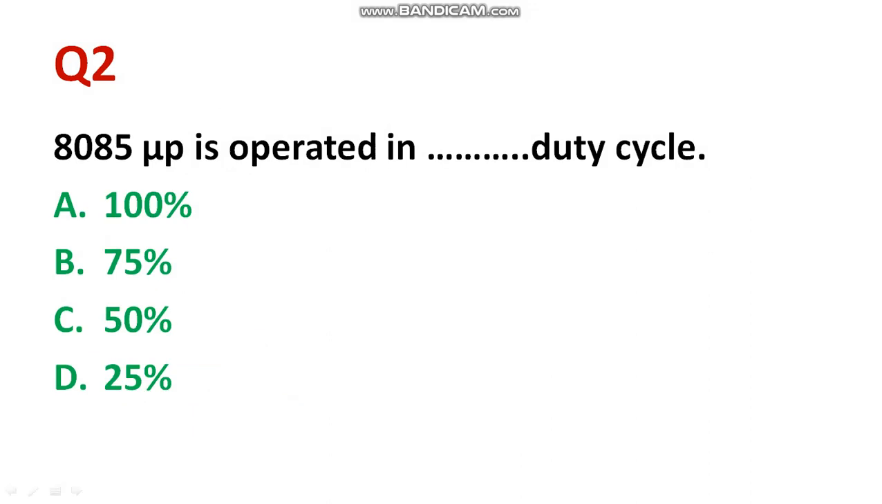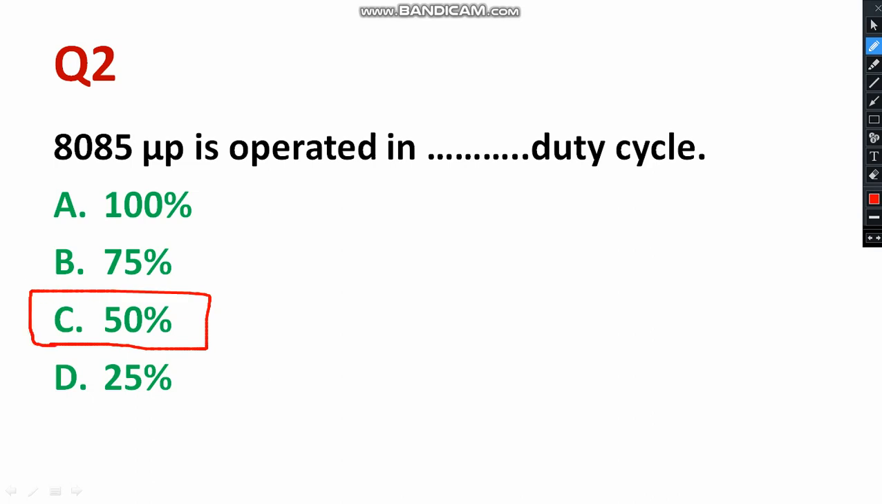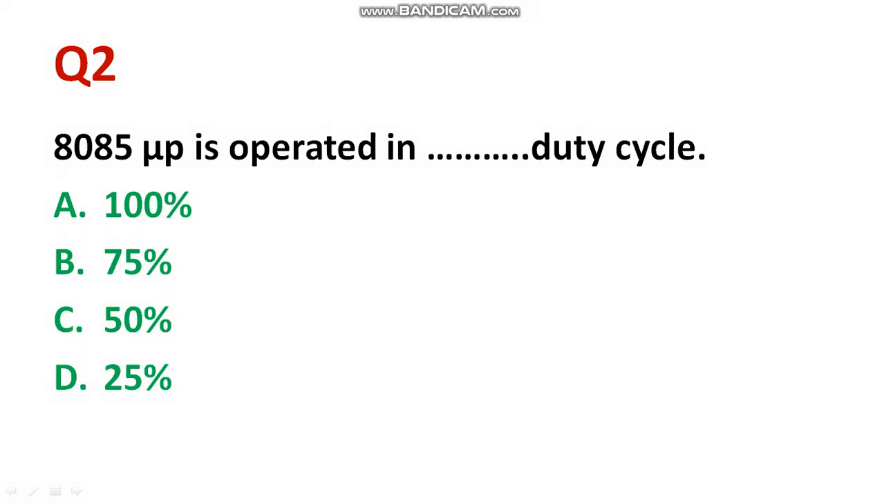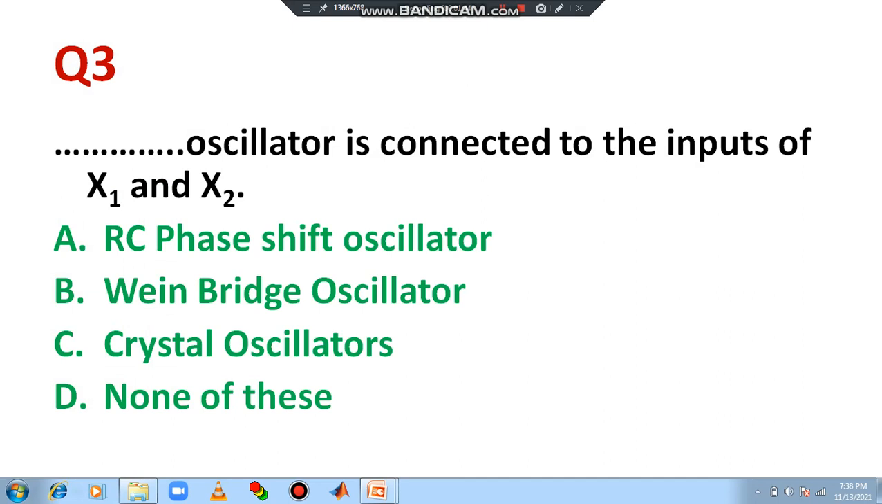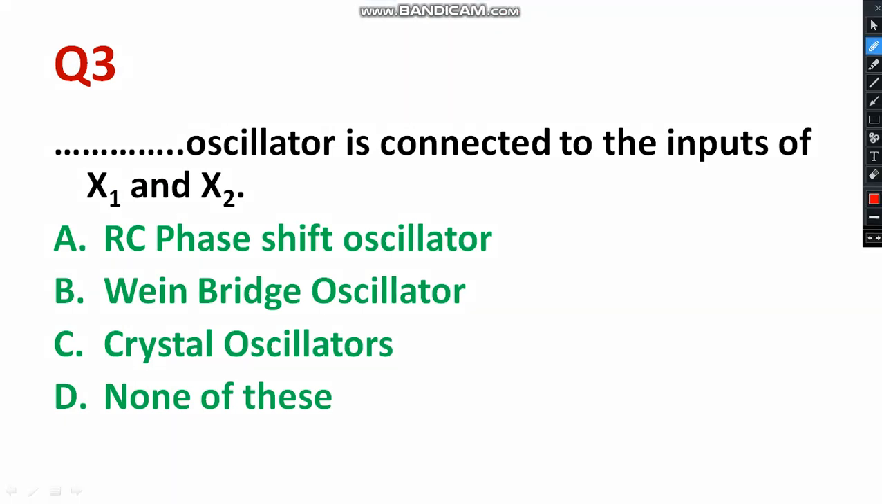Moving on to question number 2. The 8085 microprocessor is operated in dash duty cycle. Actually, the 8085 microprocessor is operated in 50% duty cycle. So please select option C. Question number 3. Dash oscillator inputs of X1 and X2. RC phase shift oscillator, Wien bridge oscillator, crystal oscillator and none of the above. The right answer is crystal oscillator. So please opt for option C.